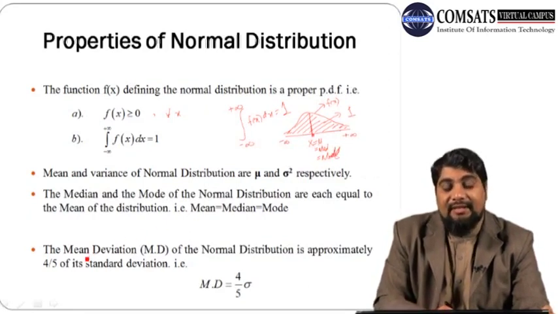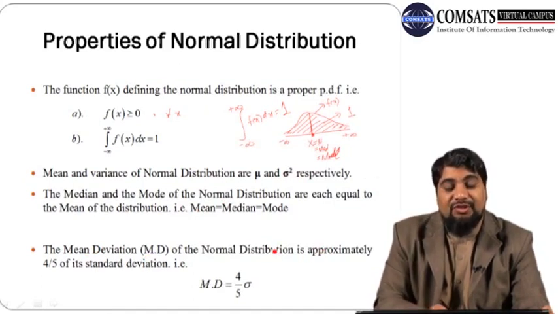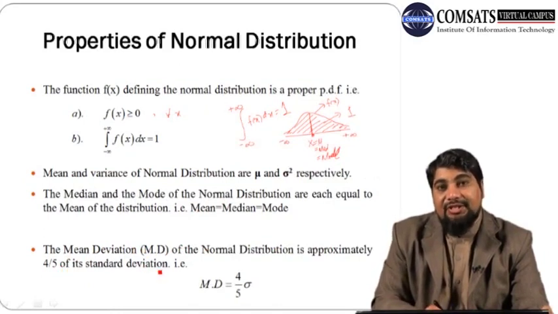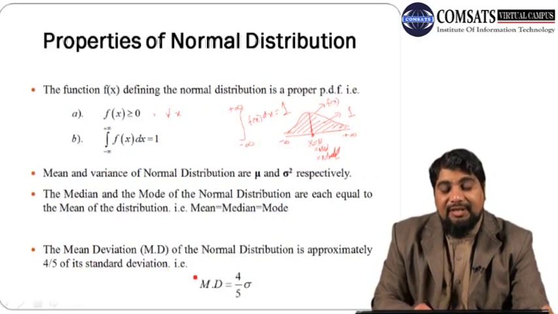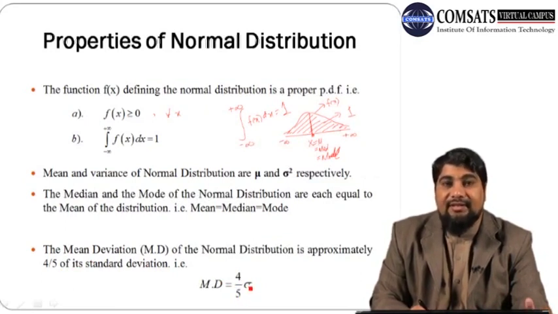The next property is that the mean deviation of the normal distribution is approximately 4/5 of its standard deviation. Mathematically, we can write it as MD for mean deviation. It is 4/5 times sigma, where sigma is the standard deviation.